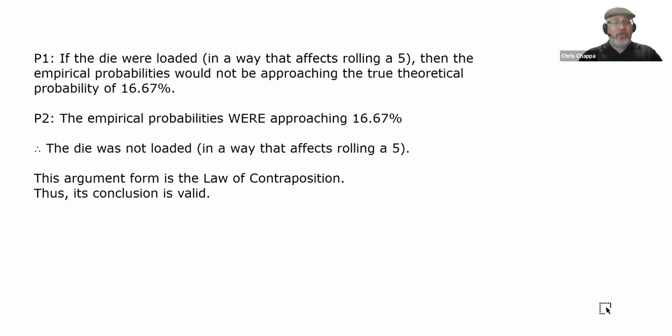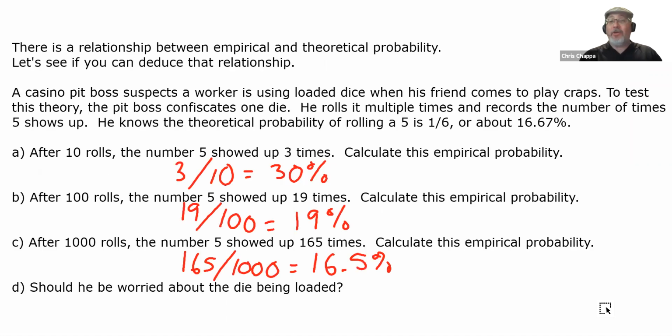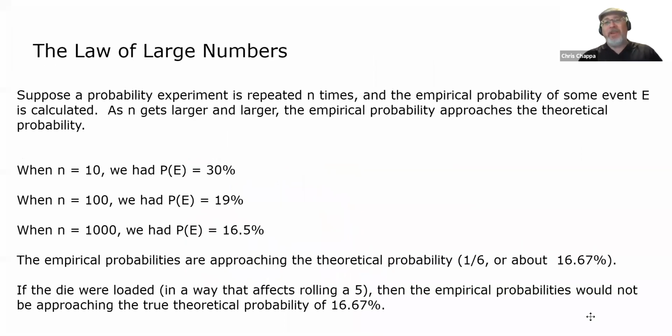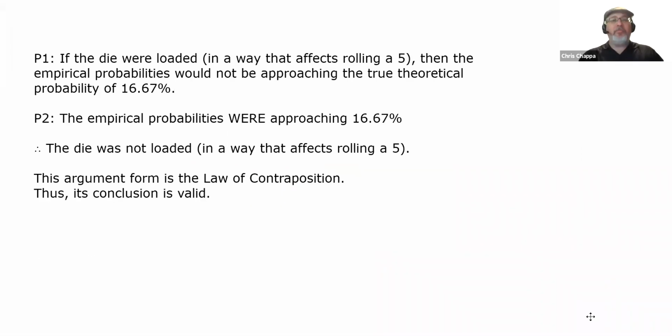But we never really answered the question, should he be worried about the die being loaded? The answer is no. Let's put it this way. If it was loaded, then the empiricals would not be approaching the theoreticals, but the empiricals were approaching the theoretical. Therefore, it was not loaded. So no, he doesn't have to worry. In the short term, anything can happen, but over the long term, that's where the numbers catch up.